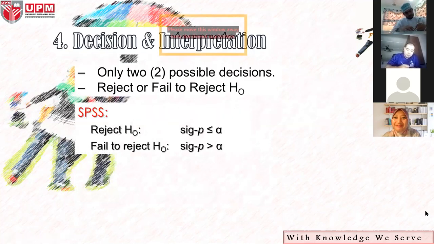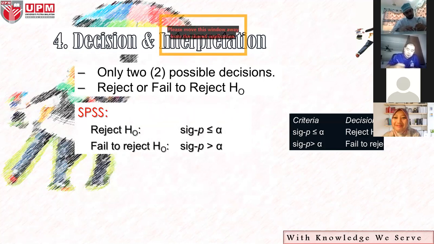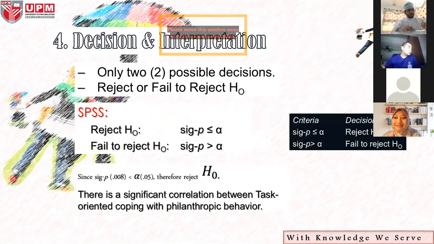Okay, and then we make the decision. Okay, this is the general rule to make the decision. We reject our H-naught if the significance P is lesser than or equal to alpha, and we fail to reject H-naught if our significance P is larger than alpha. So in this case, since our significance P is 0.008, lesser than alpha 0.05, therefore we reject H-naught. Then we can say that there is a significant correlation between task-oriented coping and philanthropic behavior.